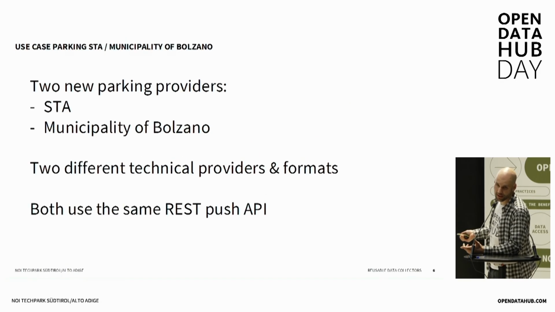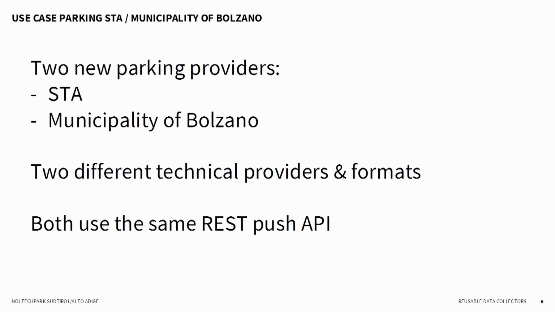Now I get to a use case where this actually happened. So this is not some dream. We already have this implemented, and it also works. In this use case, we had 2 new parking providers. One was Star, and another one was the municipality of Bolzano. Both of them had different technical providers and formats, but they both had JSONs that they could push to us. And so we had implemented a REST push API.